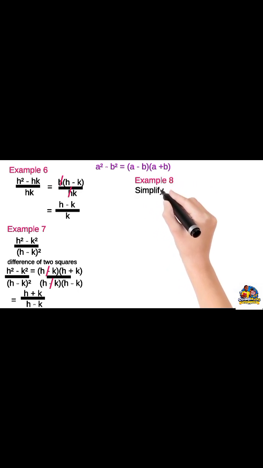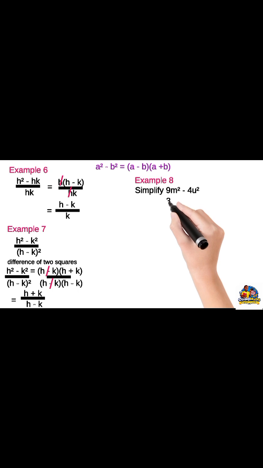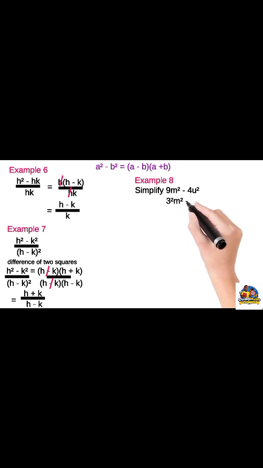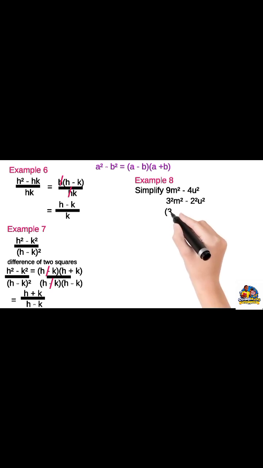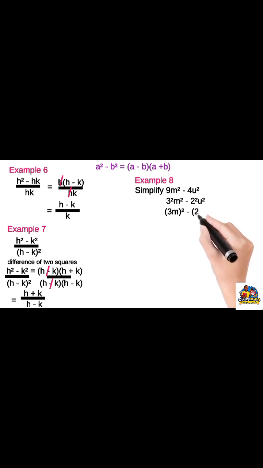Now for the last example, example 8. Simplify 9m squared minus 4u squared. There's no common factor. Look at it. Nothing is common. 9 is not common, 4 is not common, m is not common, u is not common. So what we are going to do is change 9 to index form. 9 in index form will give us 3 raised to power 2 m squared. 4 in index form will give us 2 raised to power 2 u squared. Right? Now 3 squared m squared, you know you can put that 3m into brackets, everything raised to power 2. Law of indices. 3m, everything raised to power 2, minus 2u, everything raised to power 2.